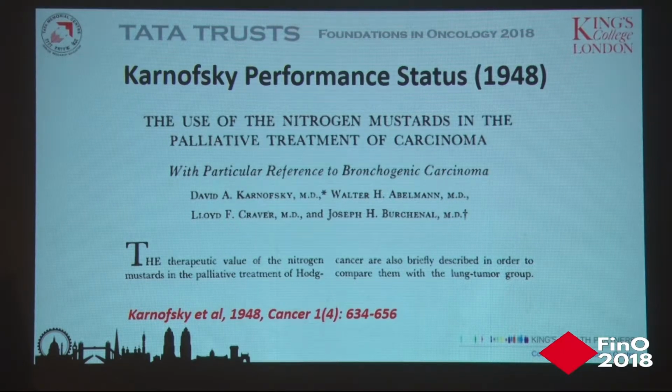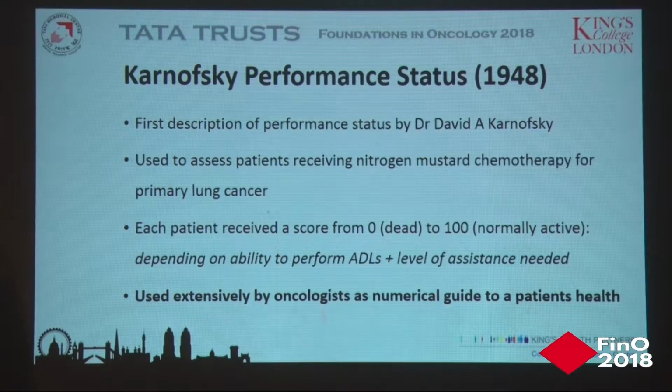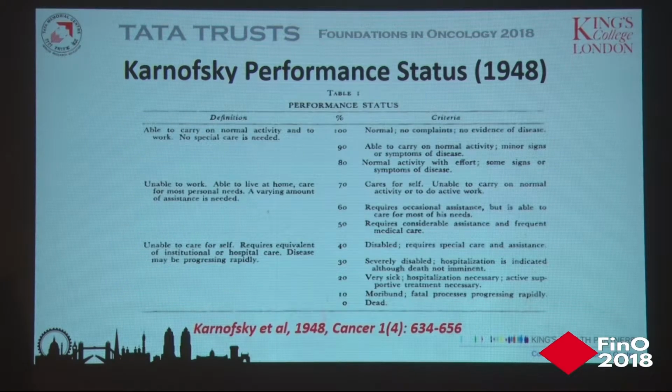So the original, again, this is just to give you some historical context. Konofsky did the original work trying to scientifically look at performance status in patients who were having treatment for lung cancer at the time. What he basically did was he scored patients from 0, if they were dead, hopefully he didn't have too many of them, to 100, normally active, and their ability to perform these activities of daily living and the level of assistance that they needed. And that has kind of been the benchmark that oncologists now use to decide whether or not patients will get treatment, especially radical treatment. And this is his original paper, and you can see how he's listed all these various activities and given them a score, which is great.